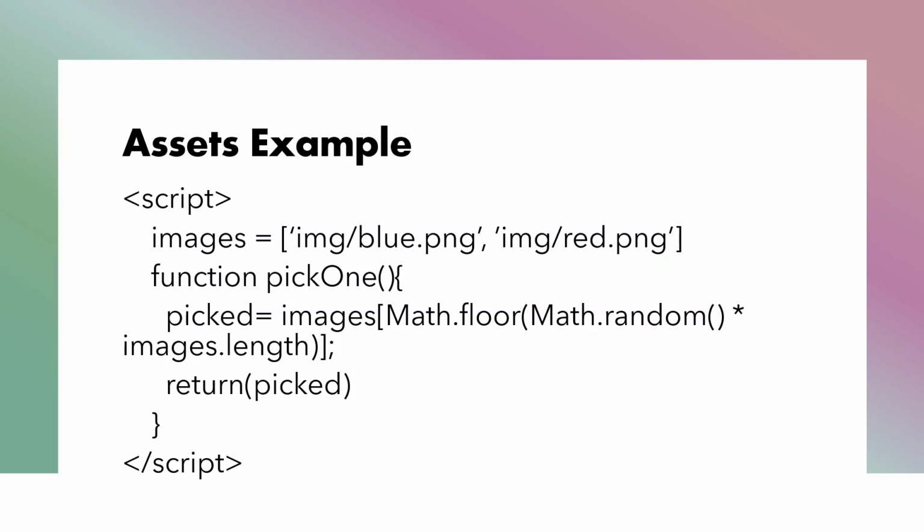So I've created a function that says pick one, and what this function is doing is it's taking this list of 2 images, and it's picking one at random. So it's using a common randomization algorithm in JavaScript. We say math.random times the length of the image, so it'll pull out 0 or 1, and then it returns one of these images.